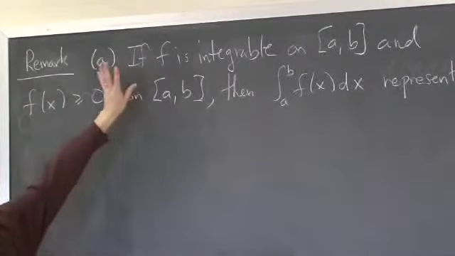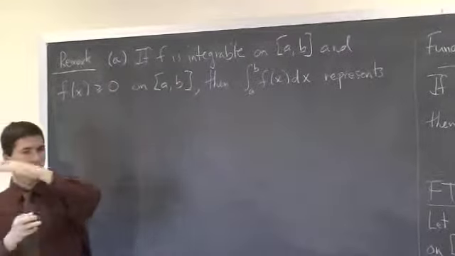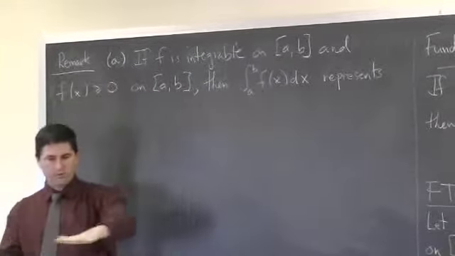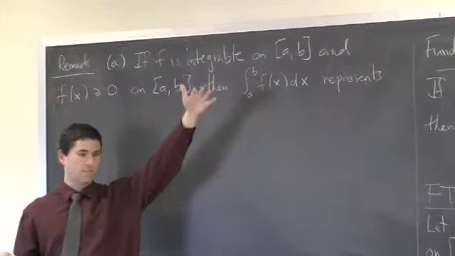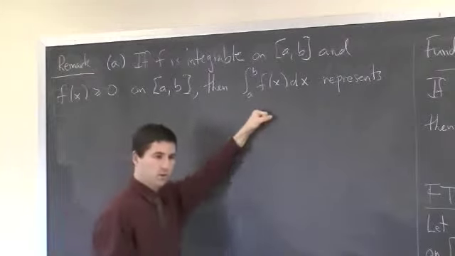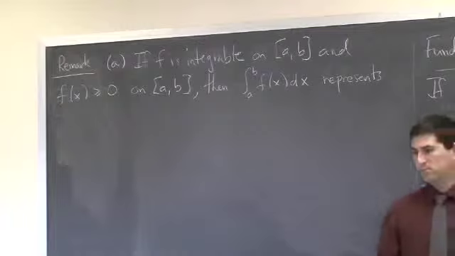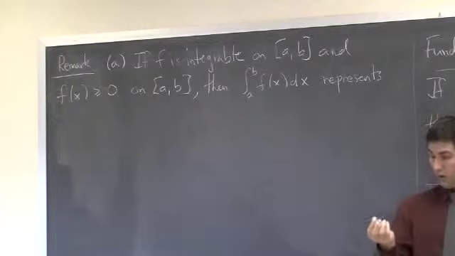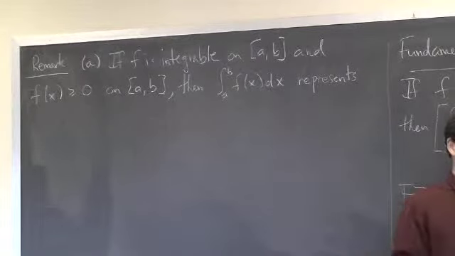This is all what our original picture was based off. You have some function which is integrable on some interval a to b, and it was always above the x-axis. Right? So what is this integral telling us? What did we set it up to compute? The area under the curve, but exactly, but above the x-axis.